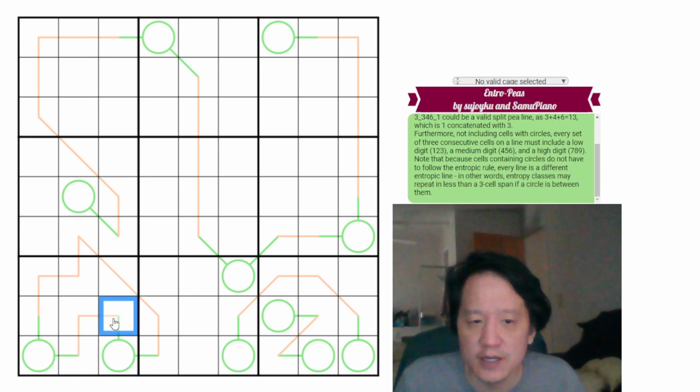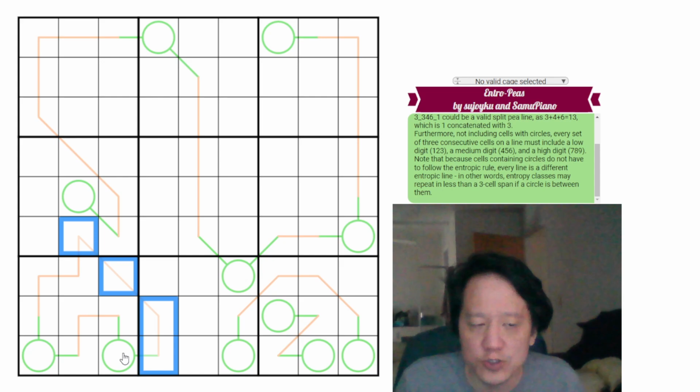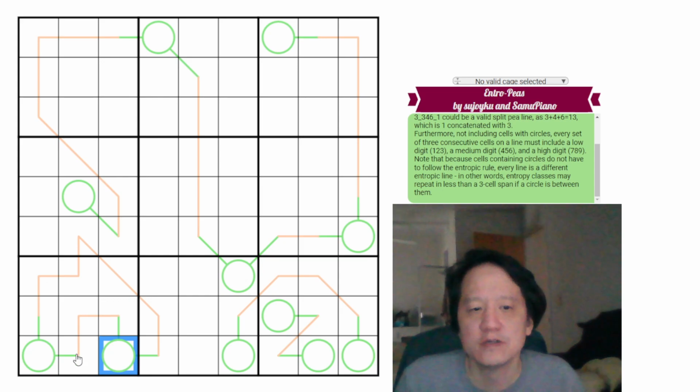So basically the things inside the line must add up to a concatenation of the endpoints. And it could be one way or the other way, right?